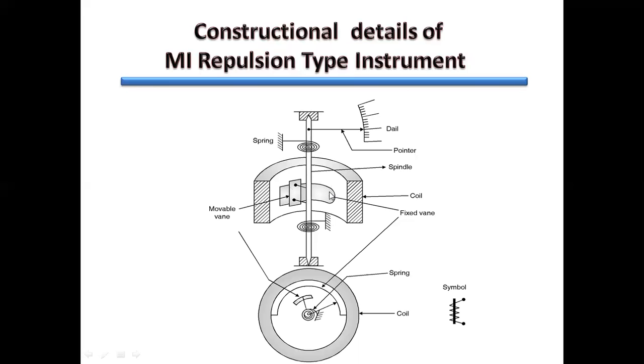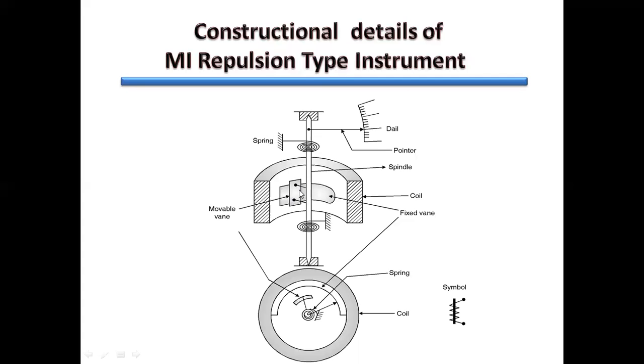magnetized with the same polarity. Now, since the fixed vane and moving vane are present in the same magnetic field, obviously the magnetic polarity on their faces will be similar. So like poles will face each other. So the N pole of the fixed vane and the N pole of the moving vane will face each other. In a similar way, the S pole of the fixed vane and the S pole of the moving vane will face each other. Hence there will be repulsion.